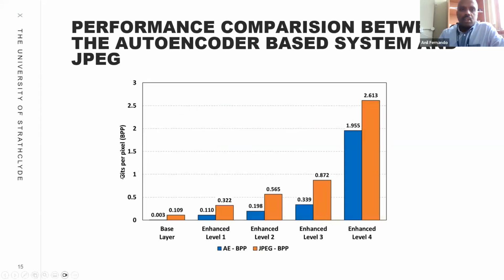And this represents the bits per pixel, or BPP, for the base layer and enhancement layers 1, 2, 3, and 4. Again, this is without noise. You can see that the proposed system consumes very few bits per pixel compared to the equivalent JPEG system.